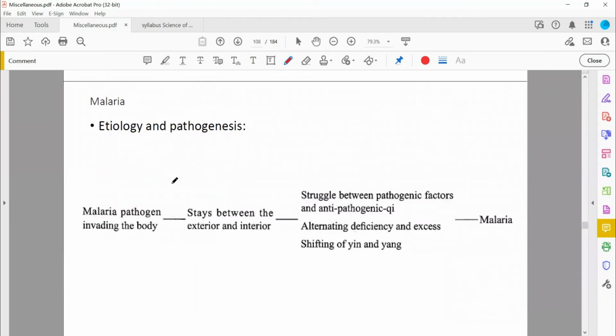Etiology and pathogenesis: the malaria pathogen invades the body and stays between the interior and exterior. So stay between. So this one we call, right, half. If we use the eight principles, this one will be half exterior, half interior syndrome, right? Half syndrome.